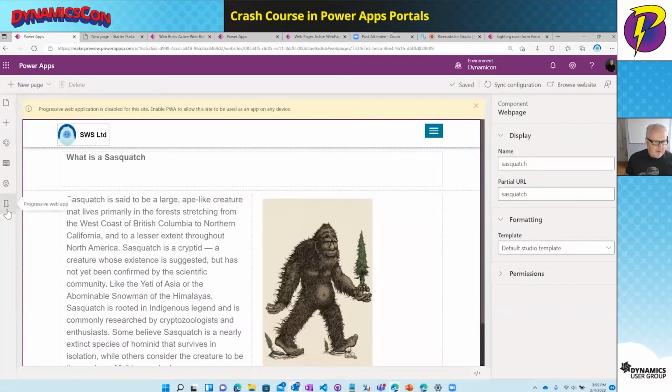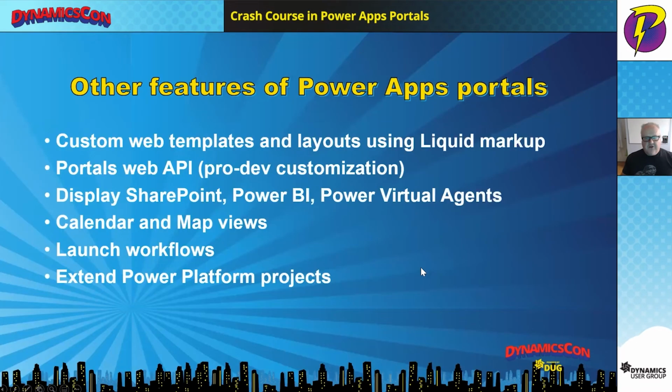We have other features. We can do things like enable progressive web apps. We can add SharePoint. We can tie in Power BI. There's a lot of different things we can do with Powerapps portals. Just going to finish off to the last slide. To quickly wrap things up, we have the ability to create custom web templates using a language called Liquid, HTML, CSS. We have the portal's web API, which is a pro dev feature to extend it. We can display SharePoint, Power BI, Power Virtual Agents. We can add calendar and map views. We can launch workflows. And we can do this in extending our existing Power Platform and Dynamics 365 projects.